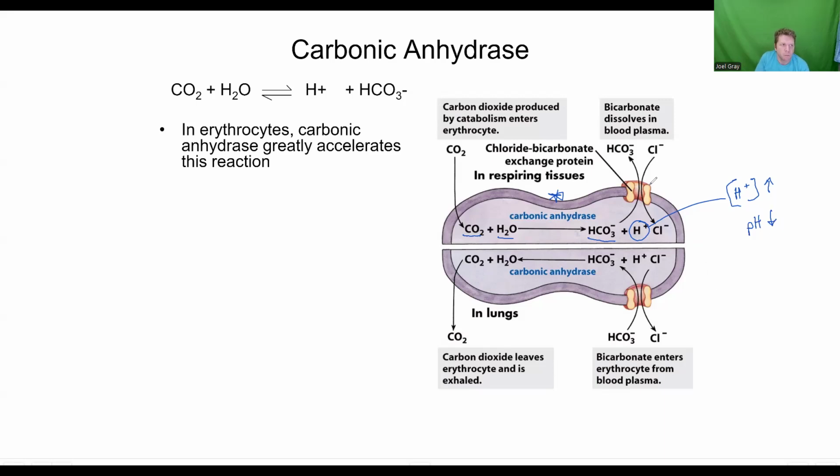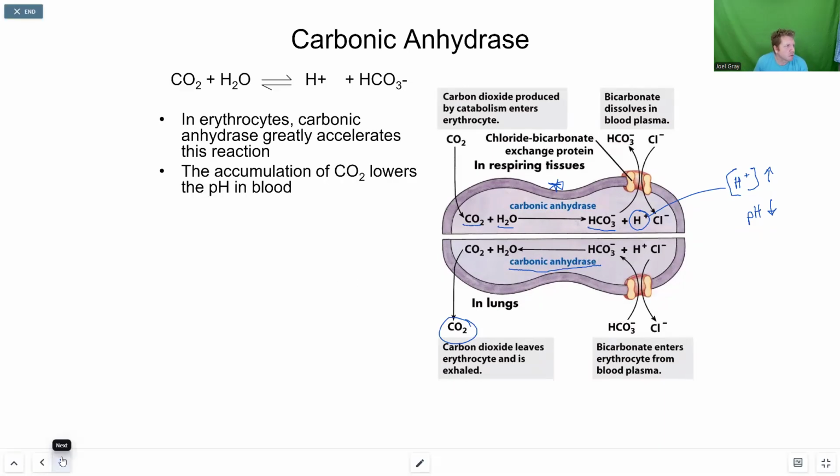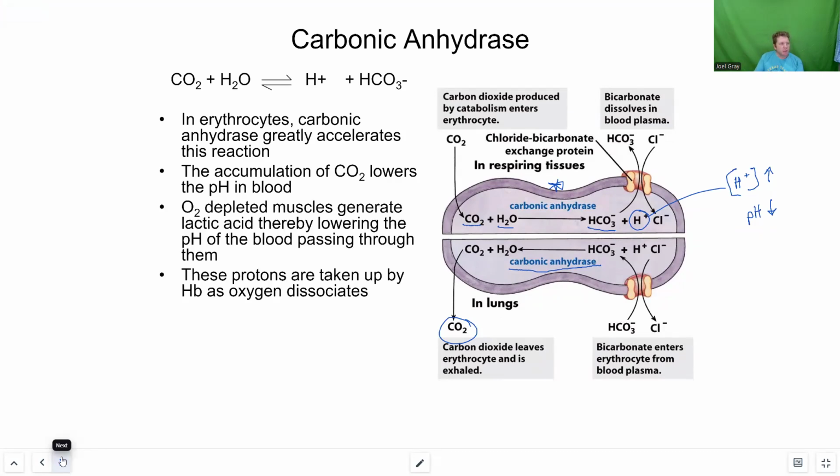Now, what's going to happen is that HCO3 is going to find its way back into the alveoli in the lungs, and it's going to be broken down by the same carbonic anhydrase to produce H2O and CO2. That CO2 is going to leave that erythrocyte. It's going to be exhaled. So that's an ideal situation, but how is this actually taking place? Now, the accumulation of CO2 is going to lower the pH in the blood. O2 depleted muscles are going to generate lactic acid, thereby lowering the pH of the blood passing through them. These protons are taken up by hemoglobin as oxygen dissociates.